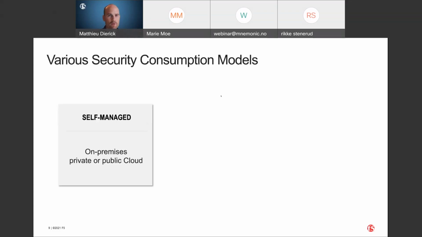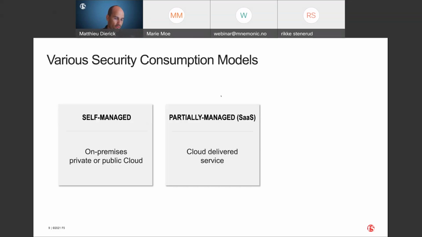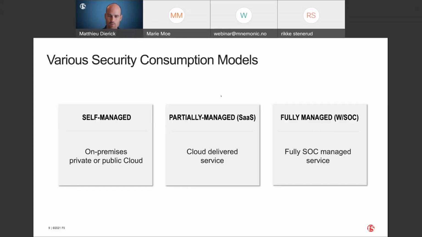The consumption model means how you want to consume the solution. If I want something that I manage by myself, because I have the skills and the manpower. The second one is I want something partially managed, SaaS. So I have the skills to configure, but I don't have the skills to maintain the solution. So here it's a SaaS solution. And the last one, I want to delegate everything to F5, and this is fully managed.